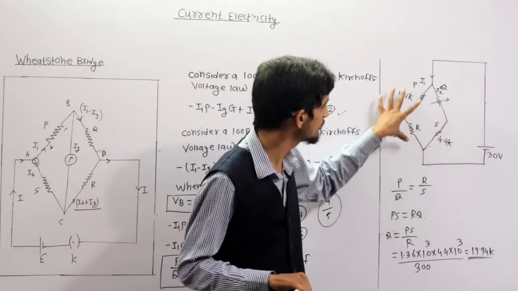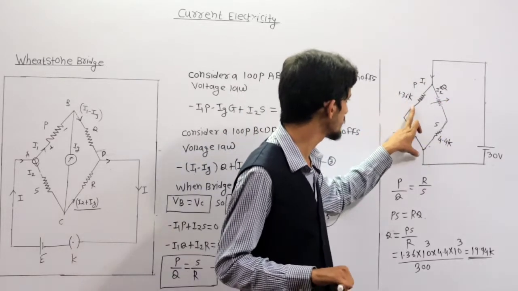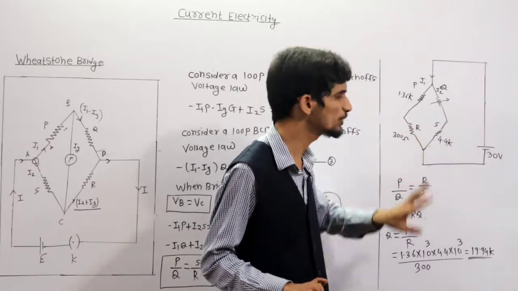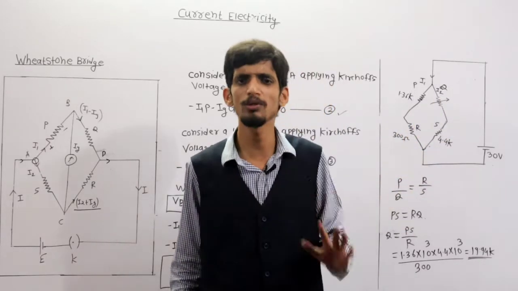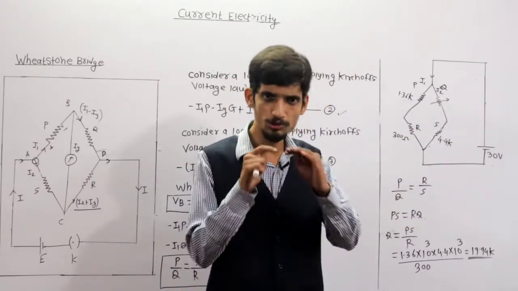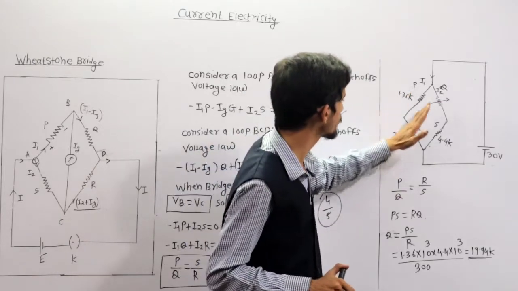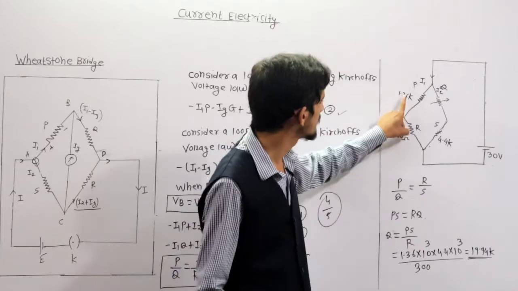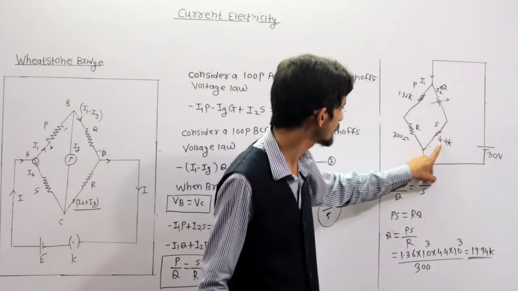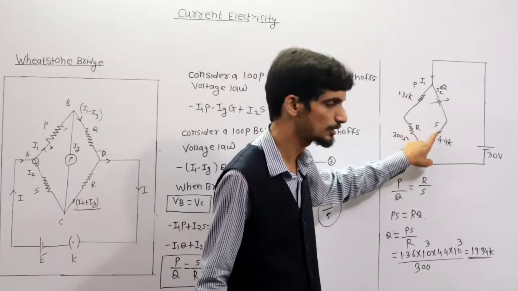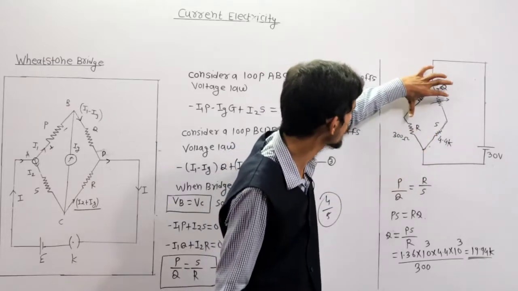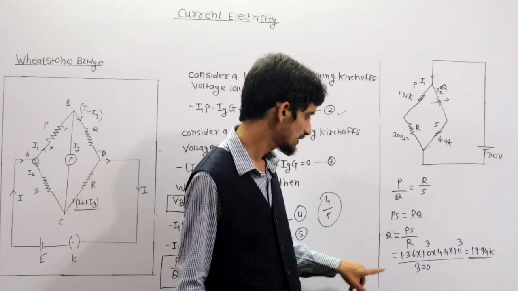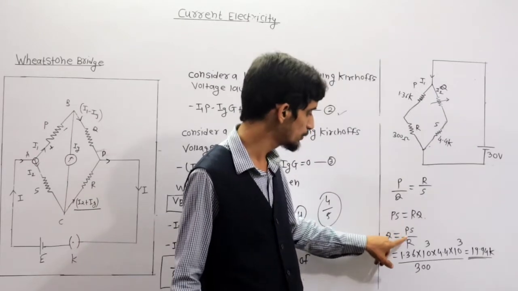This is a network given to you. P is 1.36 kilo ohm, R is 300 ohm, S is 4.4 K, and Q is the unknown resistance, which we have to determine. What is the shortcut? We have to take the product of opposite resistances. It means P by Q is equal to R by S, so the product of P and S must be equal to the product of Q and R. Now Q is unknown, so Q is equal to PS by R.